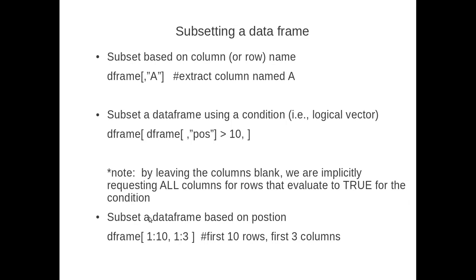Finally, we can subset a data frame based on position. I gave you the example up here of extracting column 1, but we can also extract any set of rows and columns we want. We don't just have to specify one value. Just like here, we specified an entire vector of trues and falses, here we can specify an entire vector of index positions. So this is going to extract, to the left of the comma is rows, to the right is columns, the first 10 rows and the first 3 columns.